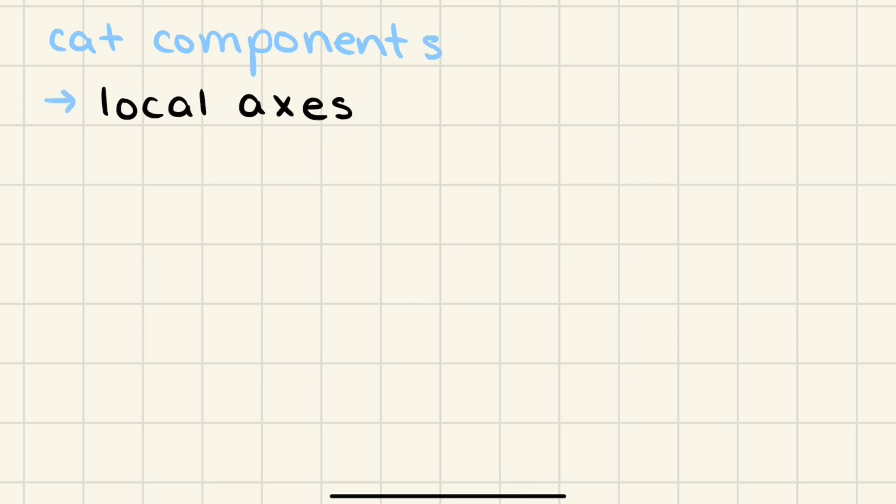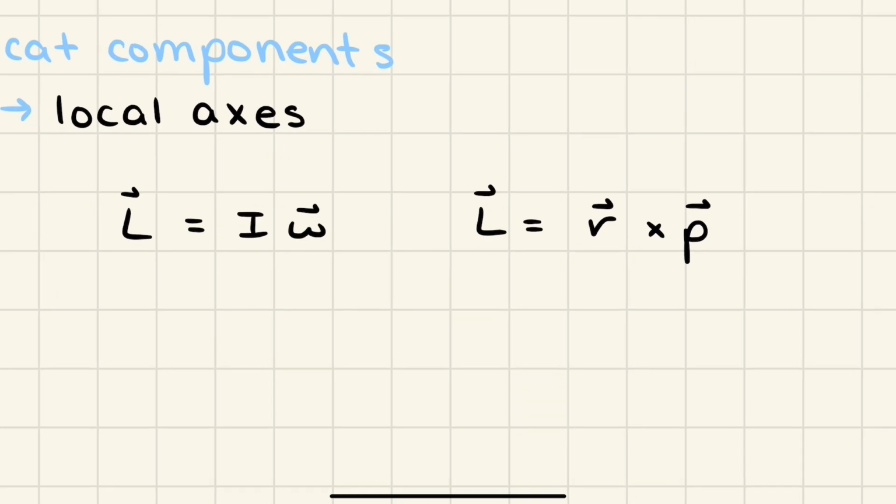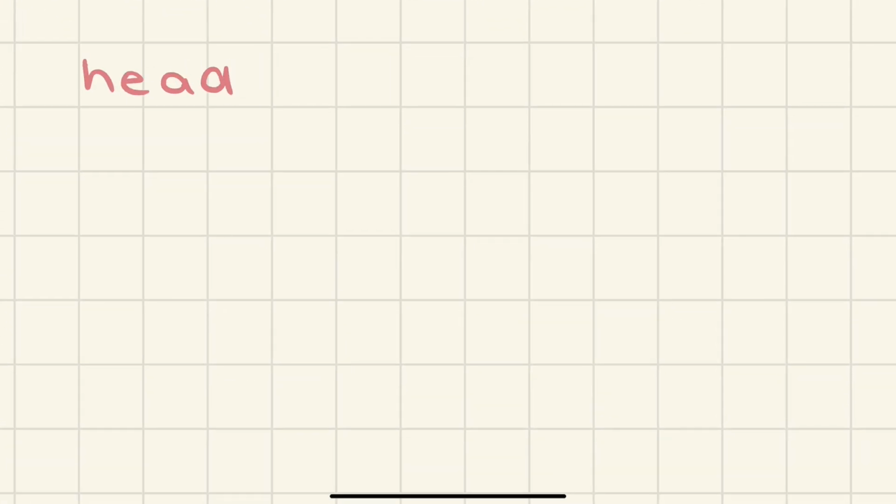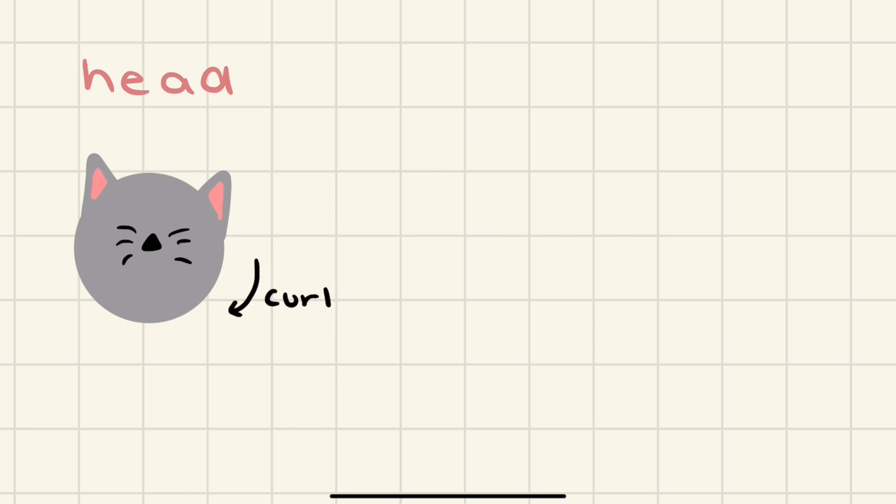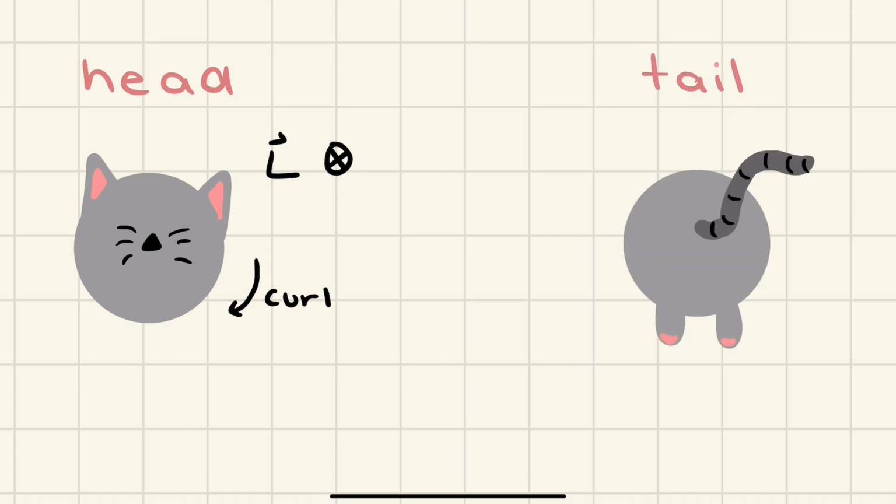For the cat's local axes, it has an angular momentum associated with its head and its tail. We know that angular momentum is equal to the moment of inertia times the angular velocity, or the radius crossed with the momentum. First, let's look at the motion of the cat's head. Using the right-hand rule, we curl our fingers in the direction of the rotation, and our thumb points in the direction of the resulting angular momentum. We can see that the angular momentum associated with the rotation of the cat's head points into the page, towards the cat's face. Now, let's look at the cat's tail.